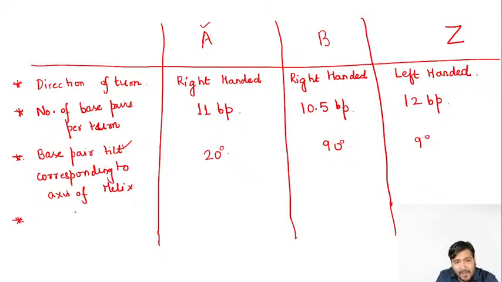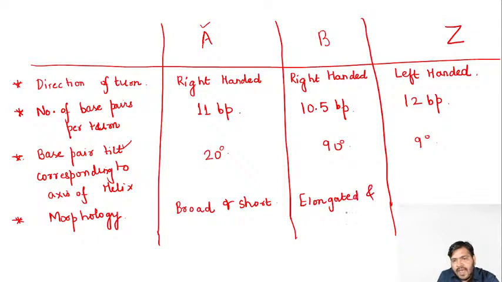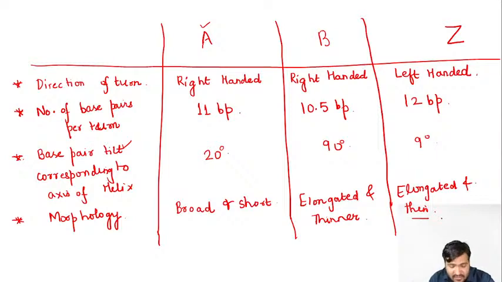One more parameter to distinguish between the three types is the morphology. A type of DNA is broad and short. B type of DNA is elongated and thinner. And Z type of DNA is elongated and thin. So that is in general about the three types of DNA and the basic differences between them.